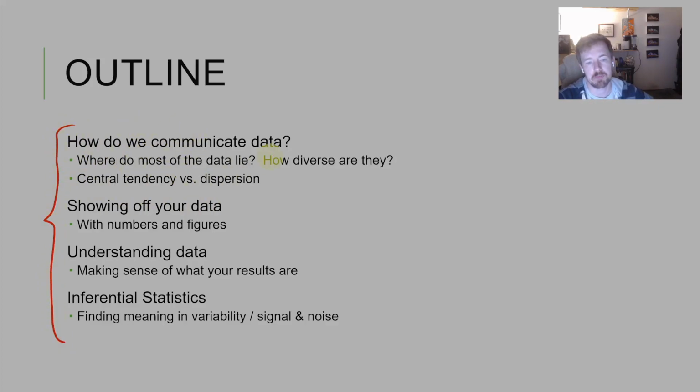Here's what we're talking about. We're talking about how we can communicate our data, how we can show it visually, and how we can understand it. I am not going to be asking you to do any math at all on the final or for this chapter's quiz or anything like that. But you will need to know what numbers mean and which numbers to use and which figures and graphs to use and things like that. So that's where we're going for this.